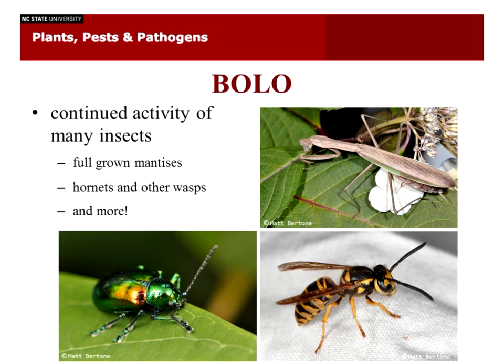Okay, and lastly, just be on the lookout for the continued activity of many insects. So you're going to have full-grown mantises at this time of year. You're going to have a lot of hornets and other wasps flying around as their colonies reach critical mass. They're going to be flying around and provisioning the colonies and getting ready for winter, when the queens will survive.